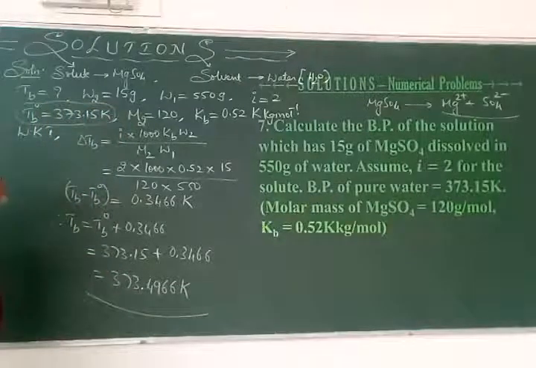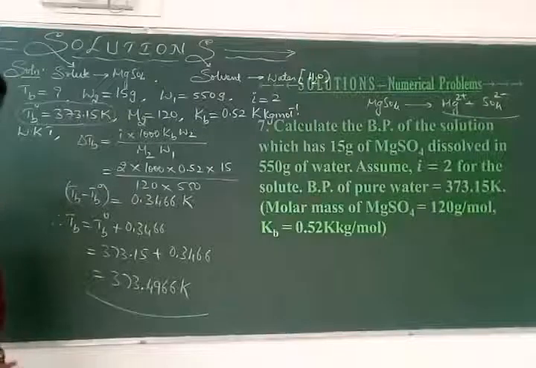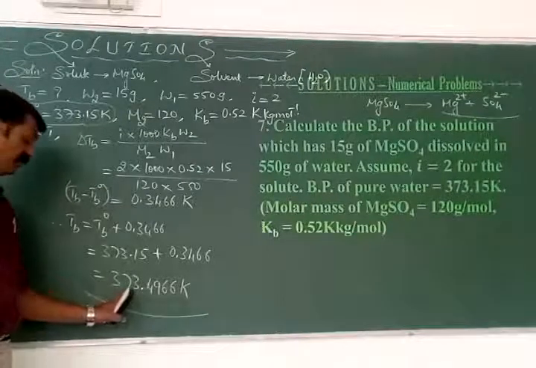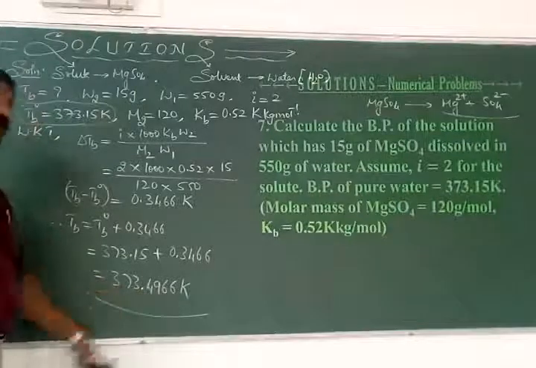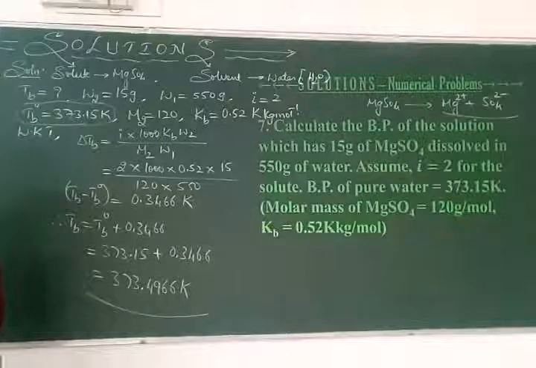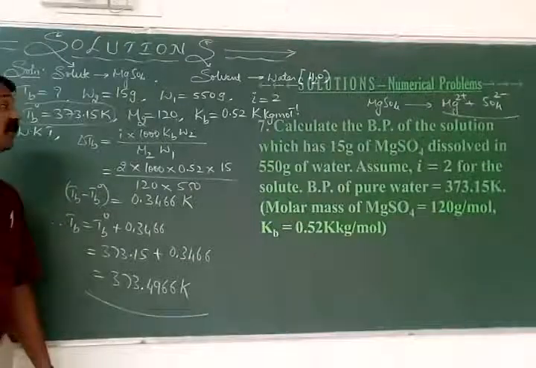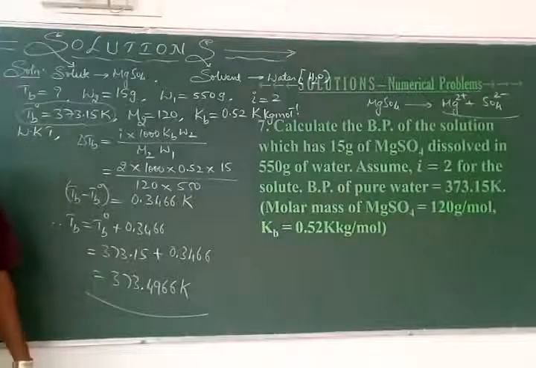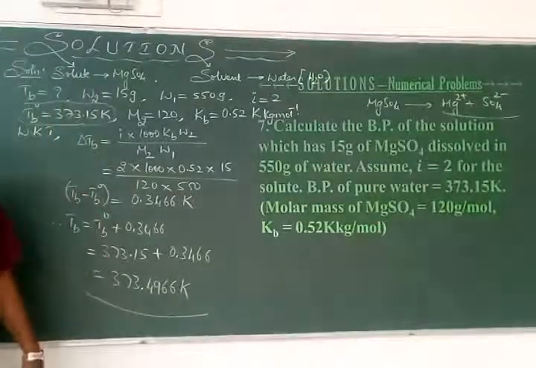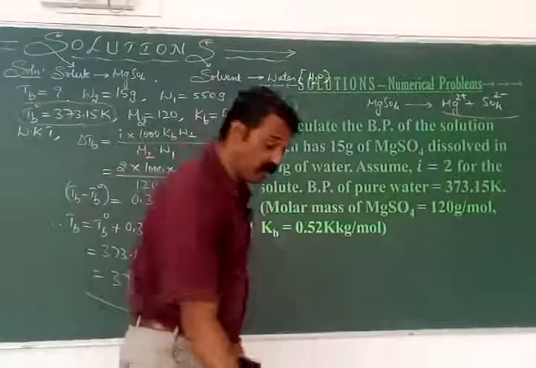Means the boiling point of the pure water is found to be 373.15. By adding the solute called magnesium sulfate to the pure water, the boiling point of the solution is increased to how much? 373.4966 in terms of which one? Kelvin. Okay, so this is about numerical number 7, to calculate the boiling point of the solution along with the van't Hoff factor. Okay, so let's move on to the 8th one.